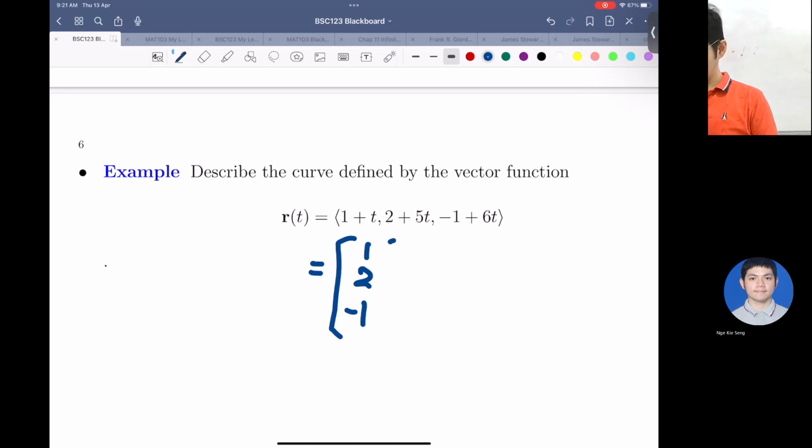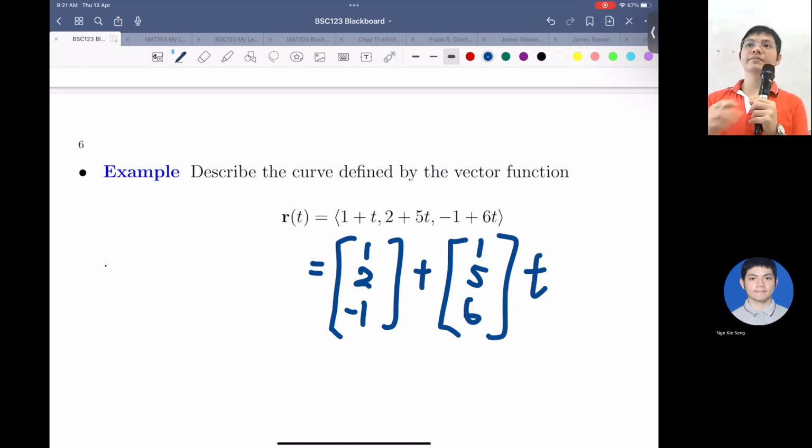Let's say I write it in this format. In this form, familiar? Not so far. Too much? Yeah, just a straight line.